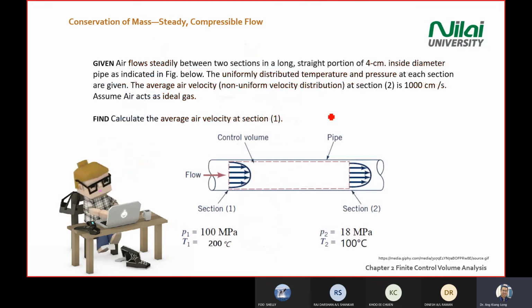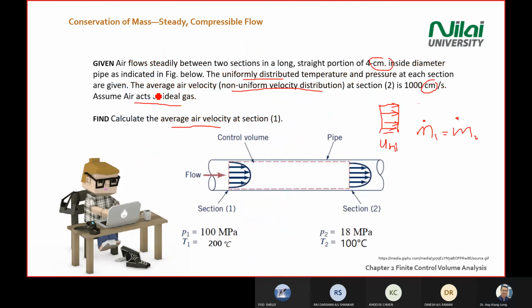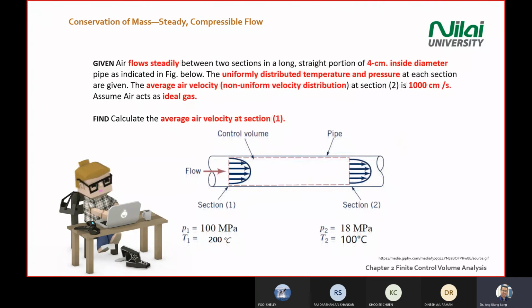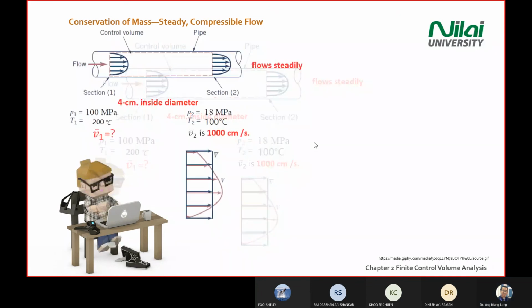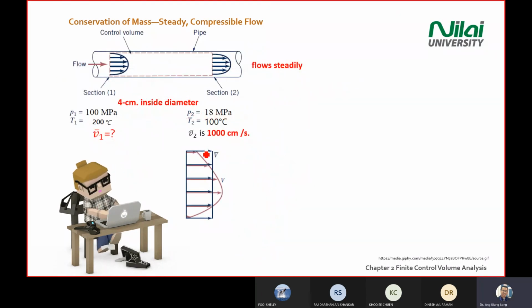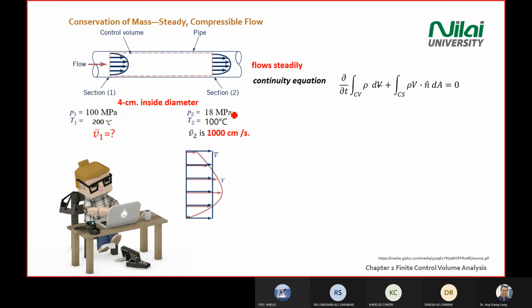If you go back to the question also, it will give you the words average air velocity, means that it is already converted to V hat. 1000 cm per second. Okay, although it's a non-uniform distribution scenario you have, however, when you see the word average there, it means that you already converted into a uniform shape, then you can analyze. Okay, we have done with the explanation of all the notation. Then the next part will be the normal one.